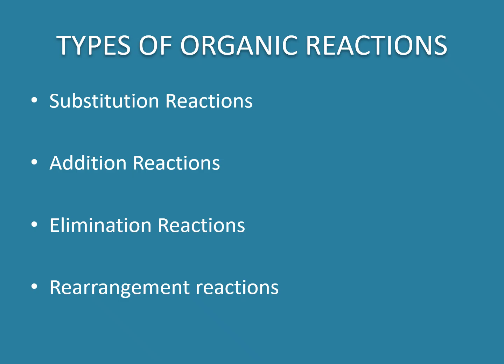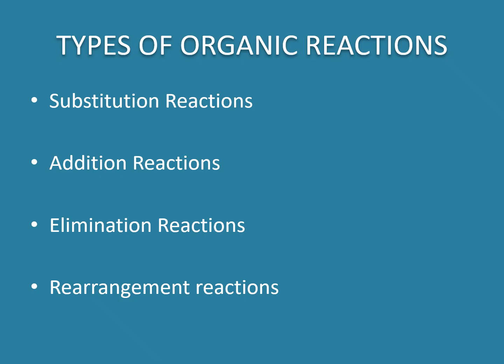For example, if we react methane with a chlorine molecule, then one hydrogen will be removed and one chlorine will be attached to the substrate molecule, that is methane, and we will get methyl chloride. So hydrogen is replaced by a chlorine atom. Here substitution takes place, and we call these types of reactions substitution reactions.